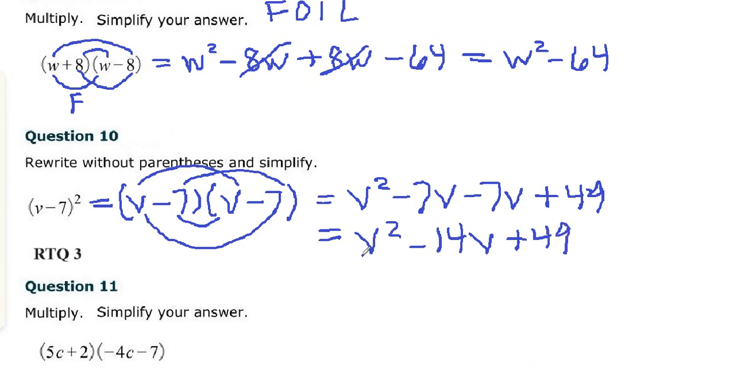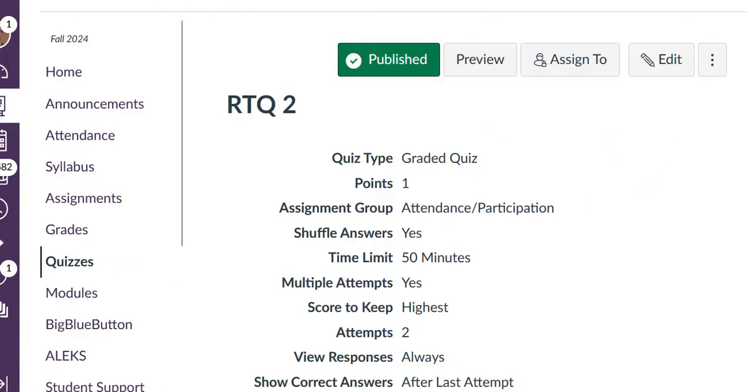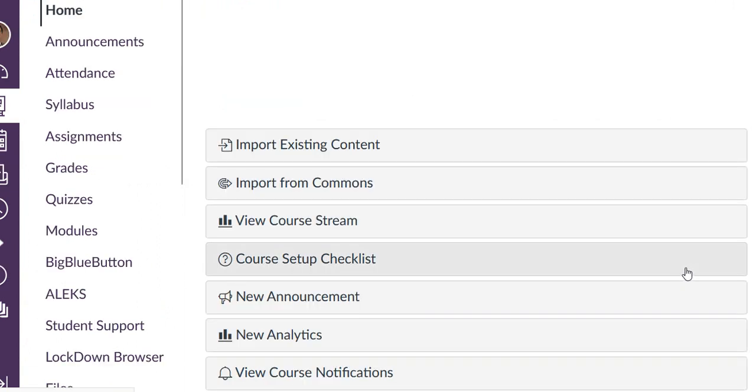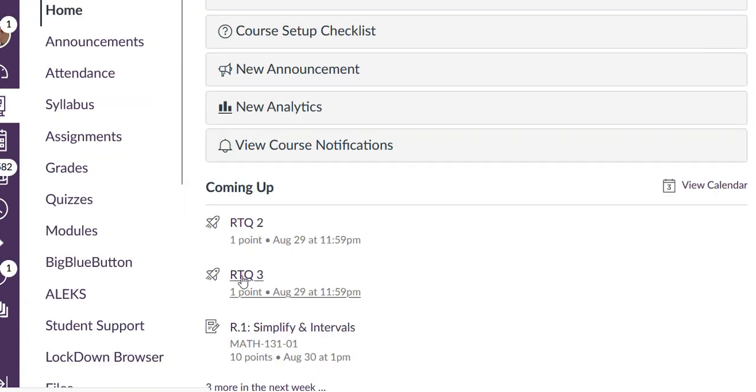Now pause the video again and try real-time quiz number 3. And again, the real-time quizzes for this remote session is how I will take attendance also. Complete the quiz, get your attendance and participation points. So again, you're going to go to the home page. You're going to go down to the very bottom of the home page, and you'll see real-time quiz number 3. So just click on that and take that one.